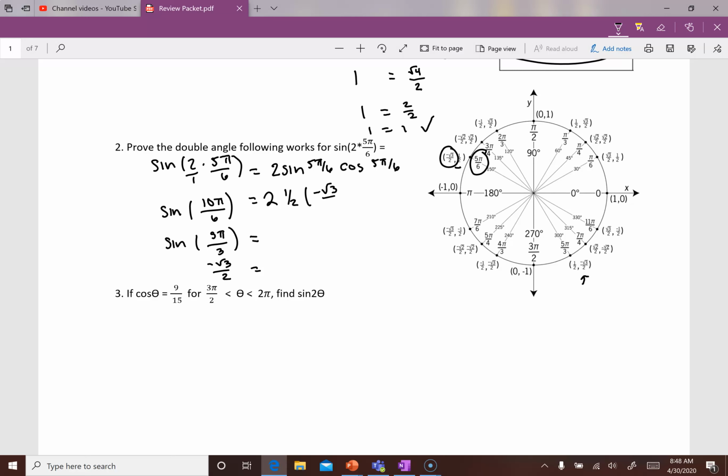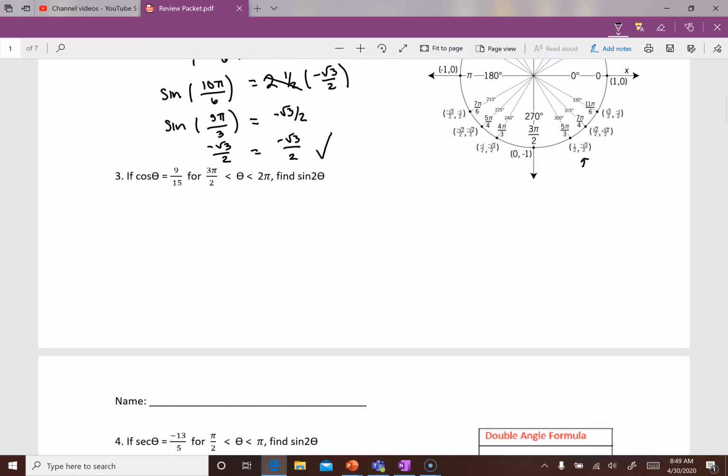Of course, my 2's cancel because one's in the numerator, one's in the denominator, and I'm left with negative root 3 over 2, which I can rewrite as negative 3 root 2 over 2. Same thing. So since we have that same thing, we have the correct answer. All right, let's take a look at the next problem.